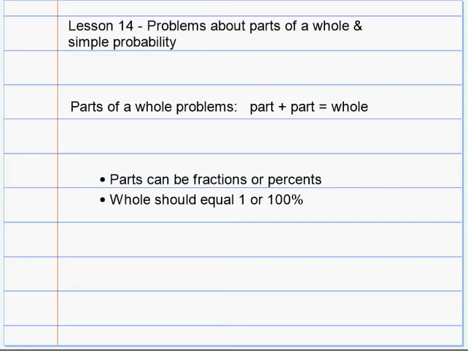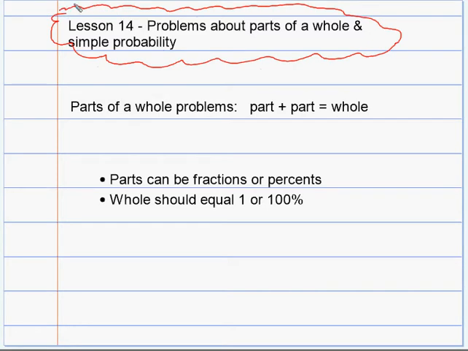Hi class, this is lesson 14 for course 2. This is problems about parts of a whole and simple probability. Okay, so we're going to talk about two separate things that are sort of related.